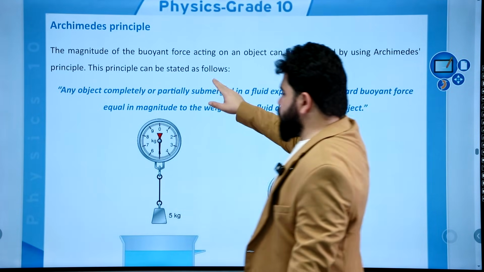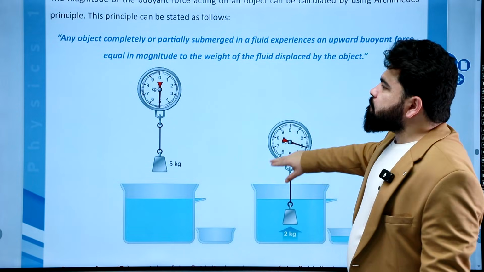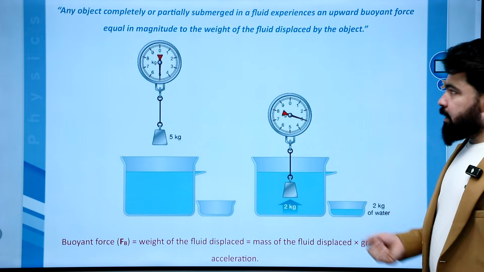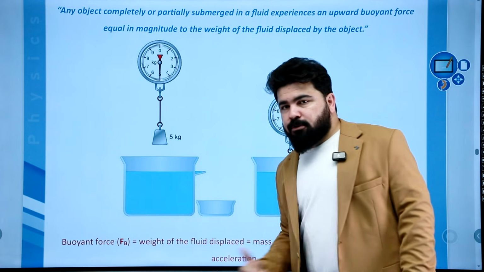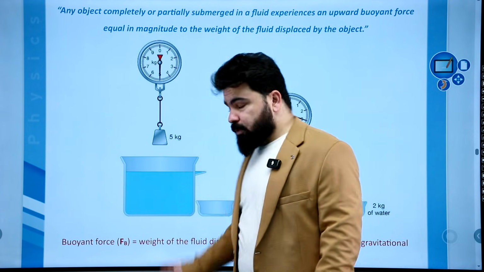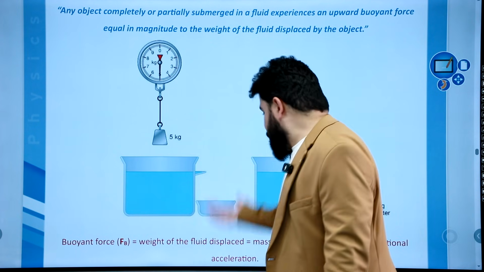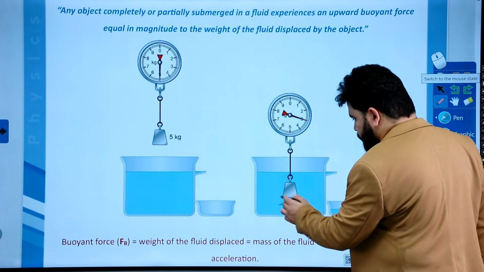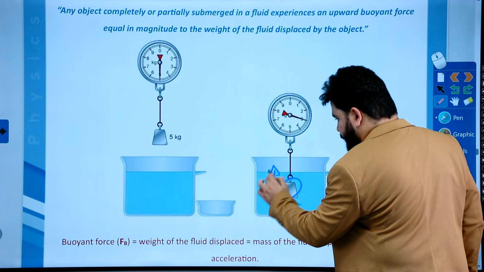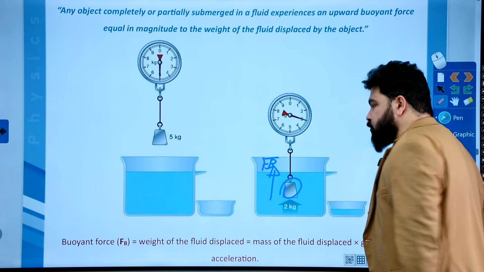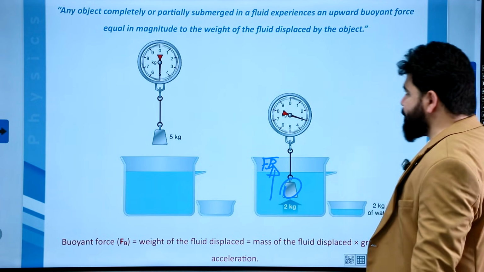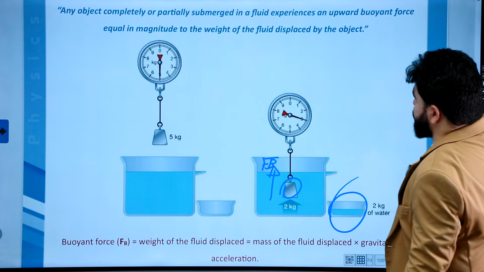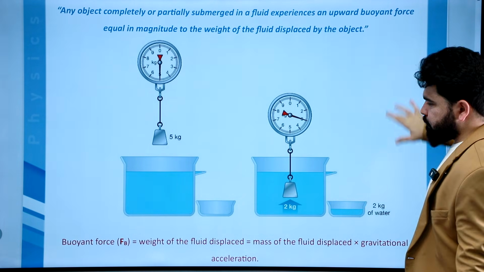Archimedes' principle, it says what? It says an object completely or partially submerged in a liquid or a fluid is going to experience an upward buoyant force. This is the object. It's going to experience an upward buoyant force, which is equal in magnitude to the weight of the fluid displaced. So the weight of the fluid displaced is equal to the magnitude of the buoyant force.